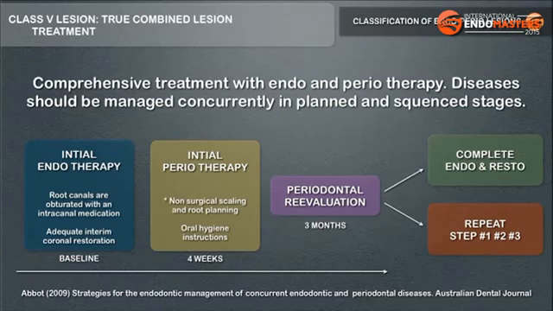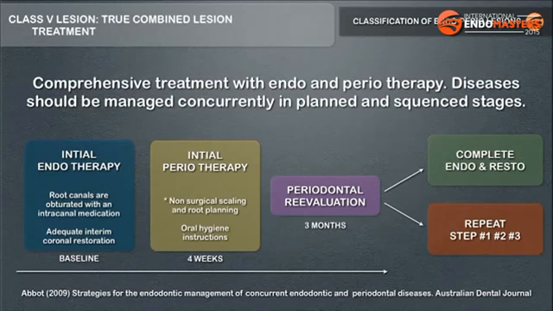At 4 weeks, normally non-surgical, or surgical if needed because of the defect characteristics, scaling and root planing and oral hygiene instruction are applied. The concept is to apply the periodontal therapy while the root canals are still medicated, since this creates a less favorable environment for bacterial survival.